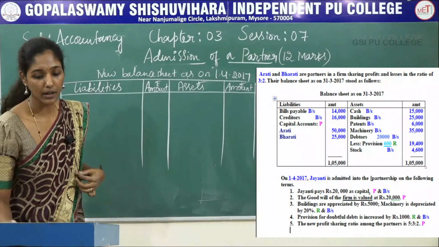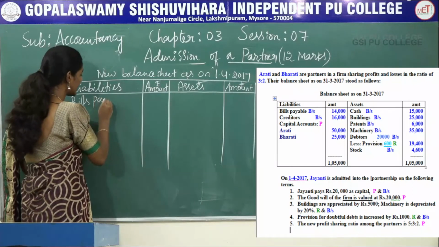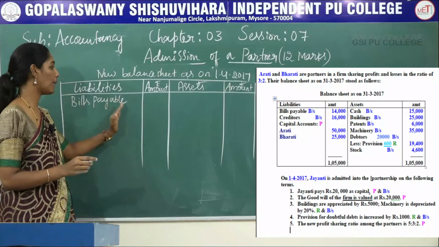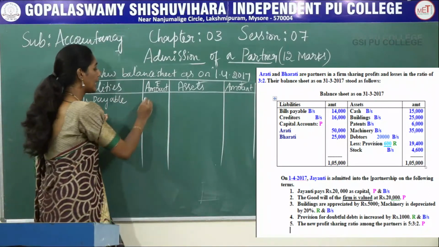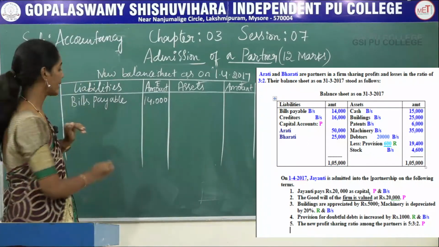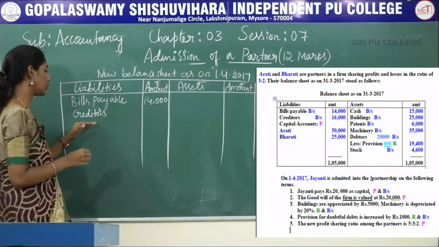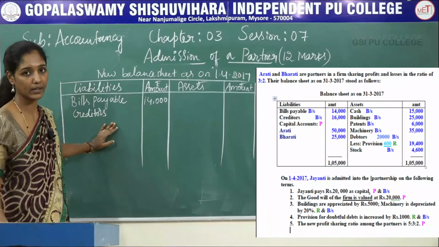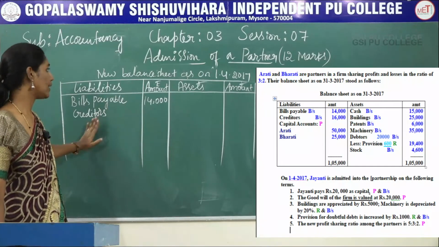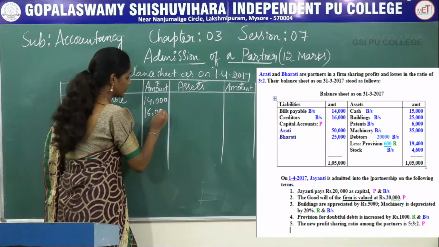The first item here is bills payable. There is no adjustment regarding bills payable, so you should directly record the amount on the liability side as 14,000. The next is creditors. Here also there is no adjustment regarding the creditors, so you should directly record the old amount of creditors in the new balance sheet as rupees 16,000.